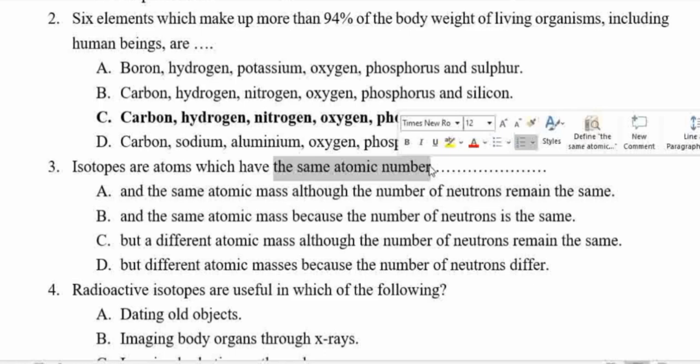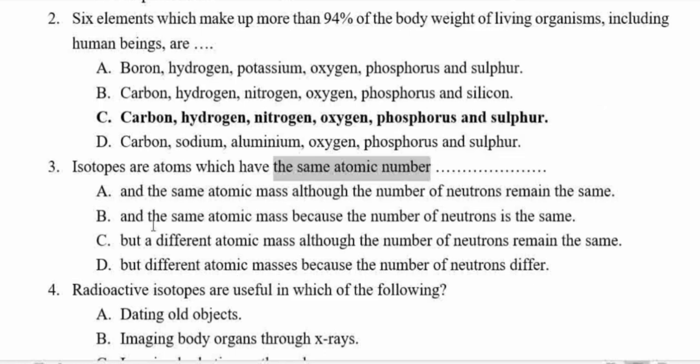When we take carbon 14, it has atomic number 6. And so when we take the 6 from 14, we get 8. In other words, the number of neutrons becomes 8. So it means that for carbon 12, 13, and 14, the neutron numbers are 6, 7, and 8.